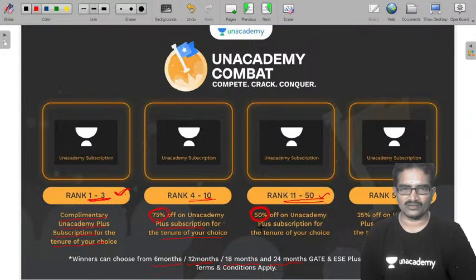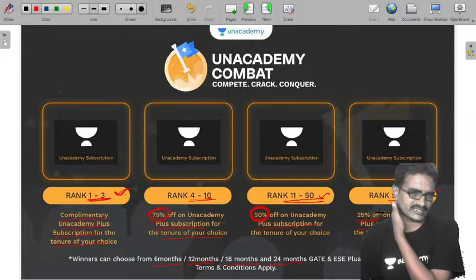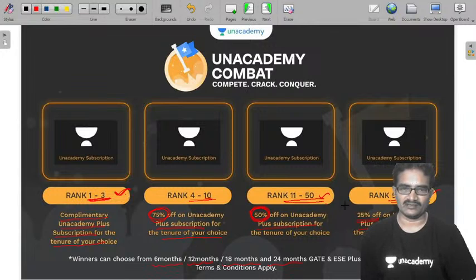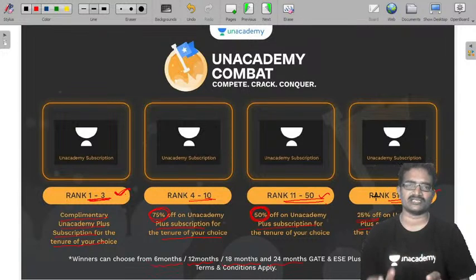You need to pay 50%, and for the remaining 50% you get the scholarship. If your rank is 51 to 100, you get a 25% scholarship. All these are for Plus subscription, for whatever tenure you take, either 6 months, 12 months, 18 months, or 2 years. My dear students, please don't miss this opportunity. Utilize this opportunity and crack it.